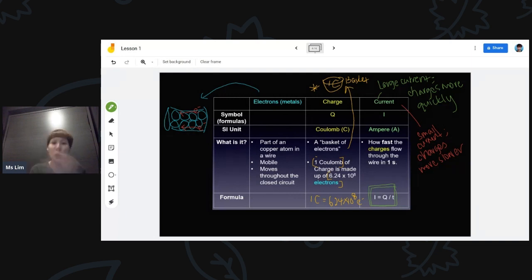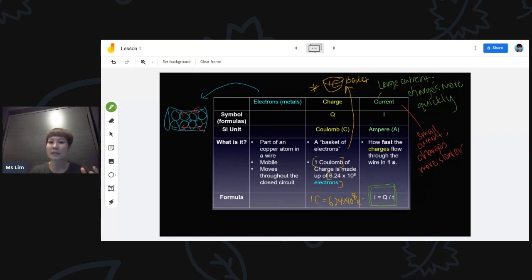If the basket moves quickly, we say that the current is large. The larger the current, the more energy is able to be transferred quickly. Remember, the charges are like the delivery people. If the delivery person can move faster, things can be delivered quickly.